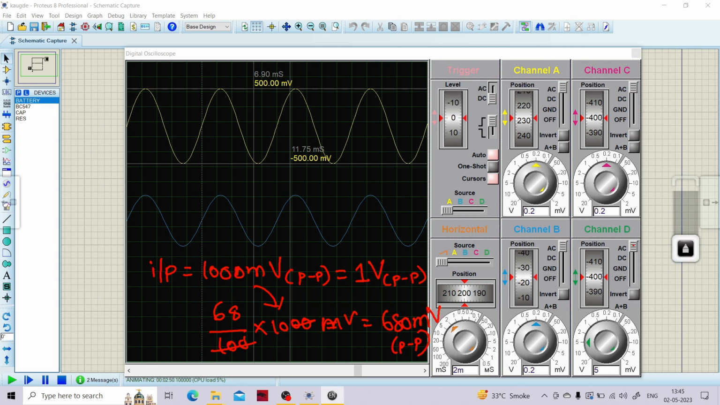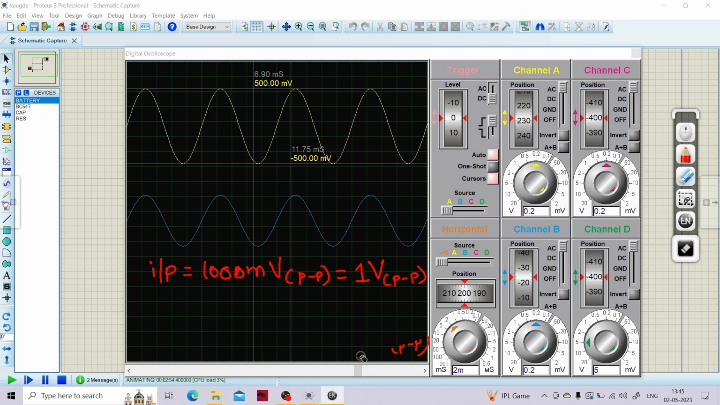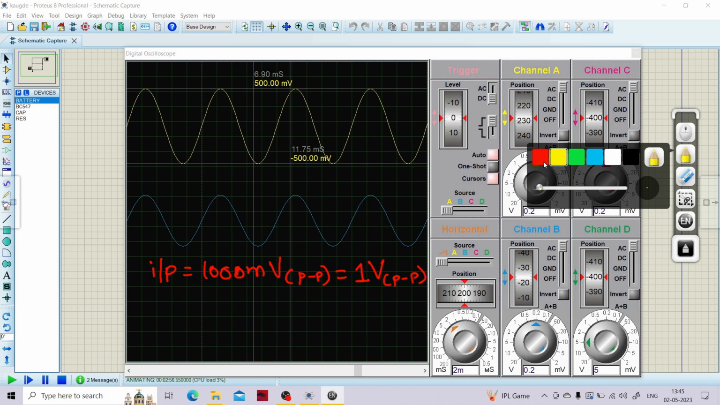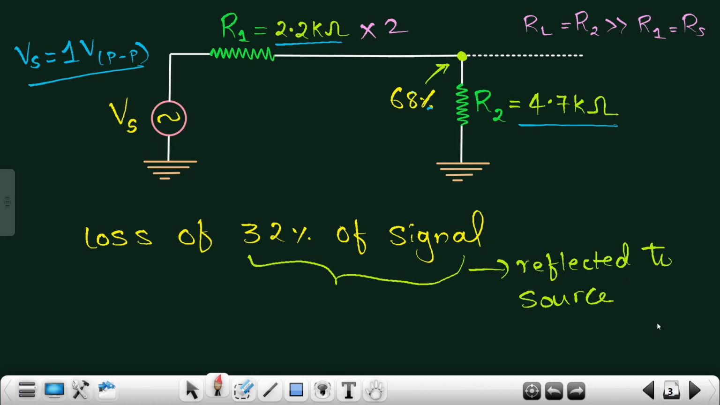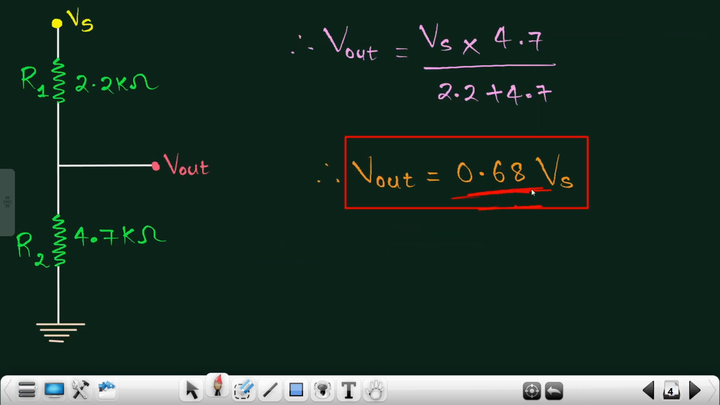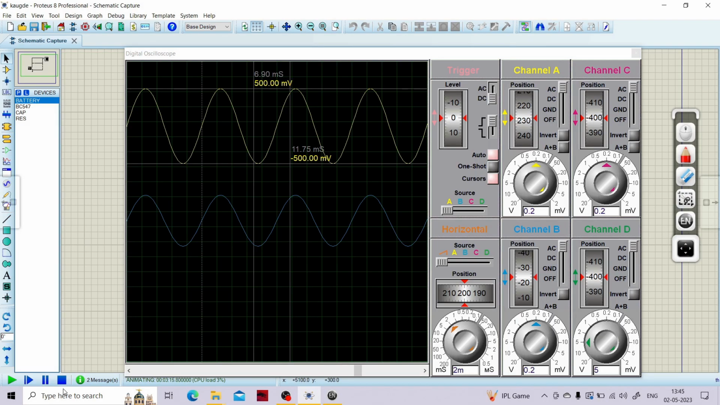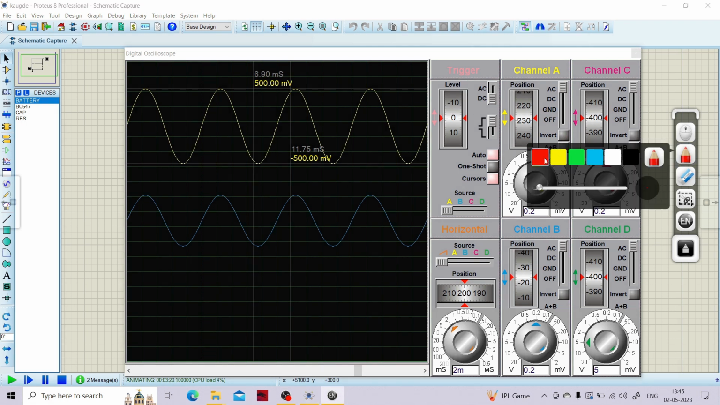Again I will repeat. Just a second, let me give a moment to erase all of the thing so that I can show it properly. See, so output should be, according to our calculation, 68% of the input signal. So 68% means 68 divided by 100 times our input signal, our Vs. You can clearly see over here it was 68% of, or 0.68 times Vs, right? So what is our Vs? Again I'll write it over here, sorry for that, give me a moment.